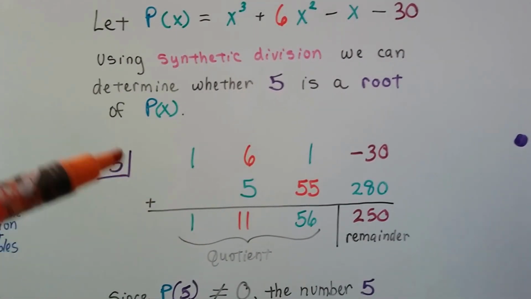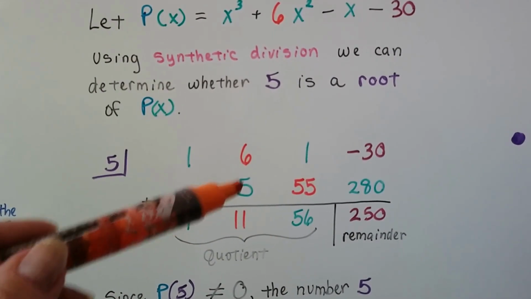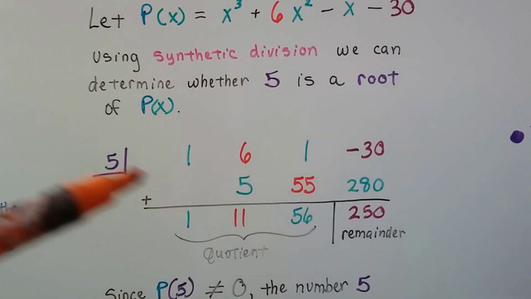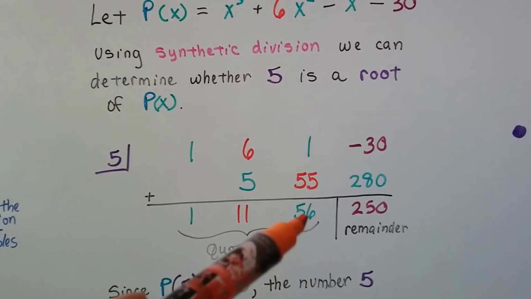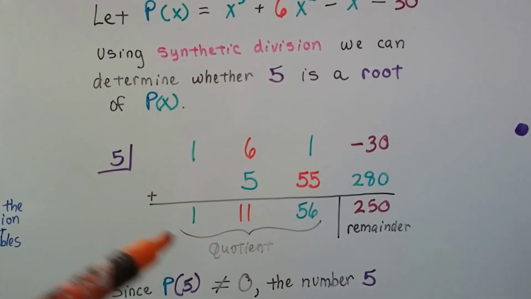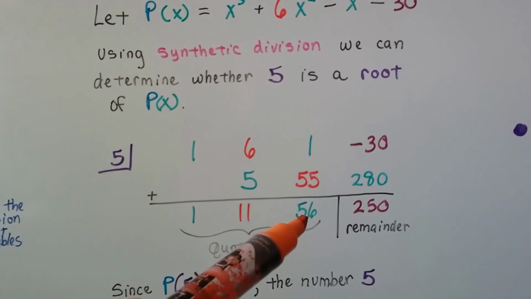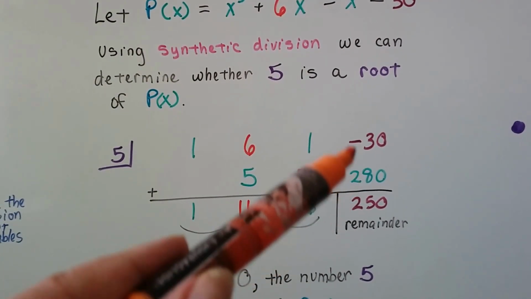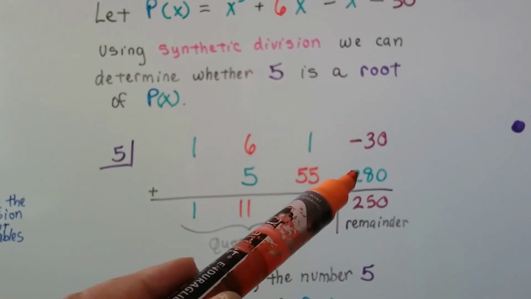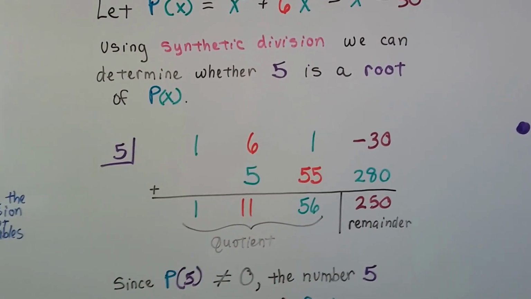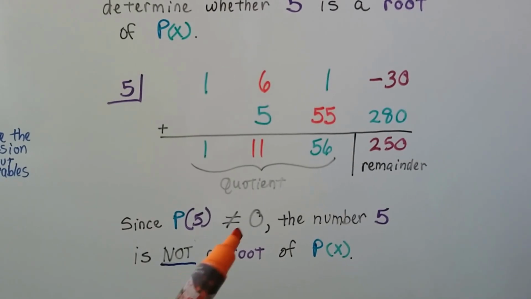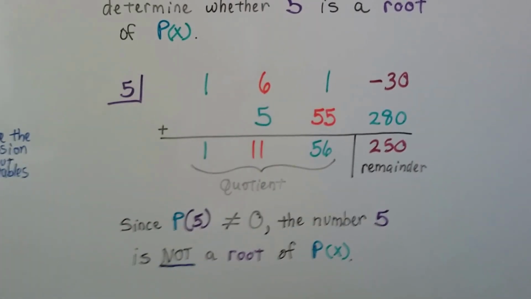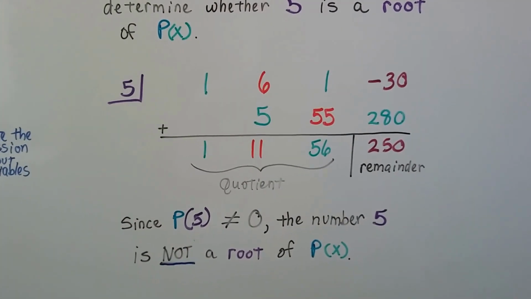We drop our 1 down, and we do 5 times 1. That's a 5. We do our addition, and we get 11. Now we do 5 times 11, which is 55. We do our addition and get 56. Here's our quotient. Then we do 5 times 56, which is 280, but a negative 30 plus 280 gives us a 250 remainder. So since p of 5 is not equal to 0, that number 5 is not a root of p of x.